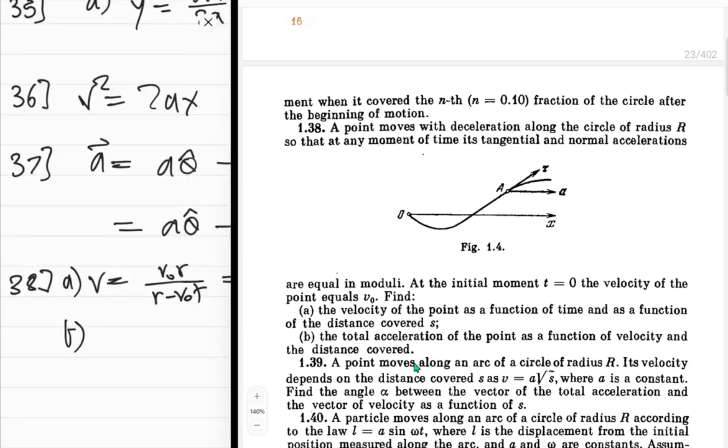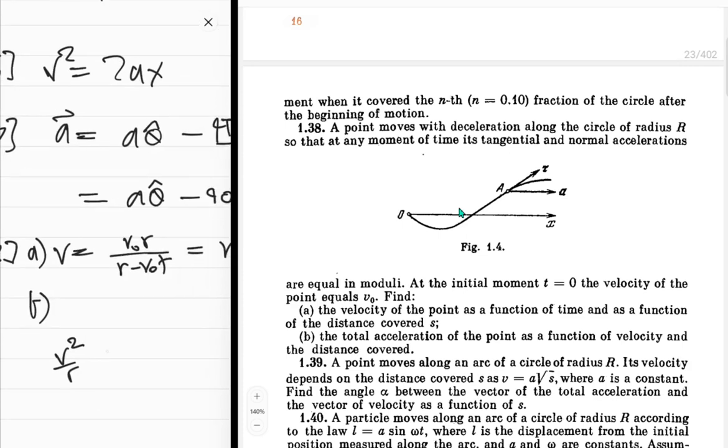B is the total acceleration of the point as a function of velocity and distance covered. Once you have part a, you can definitely figure out what the acceleration should be. Total acceleration, you want it as a vector, right? The good thing is that the centripetal acceleration and tangential acceleration are the same, so you just need to find one of them and we'll be done. So v squared upon r will give us the thing, right?